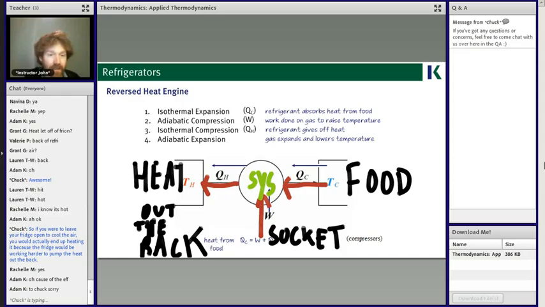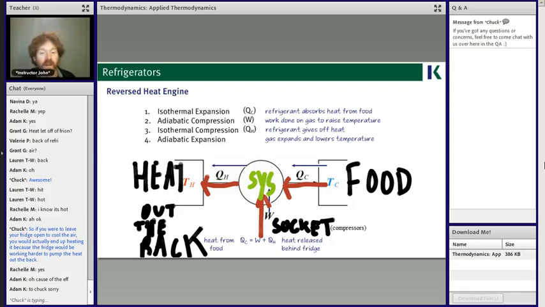It's the exact same idea. Remember, the QC is the heat from the food. I'm going to move this so you can actually see everything on the bottom there. There we go. As we said, work was the energy from the wall, and QH is the heat released behind the back of the fridge. Whew. All right. Feel free to take a screenshot.